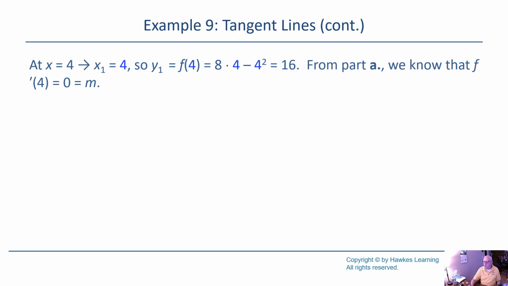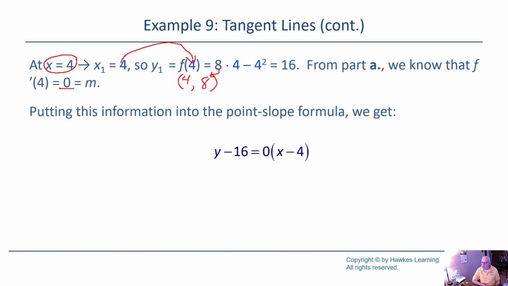Another one, x equals 4. We've got another point. We want the tangent line at that one. x equals 4. Put that into the function. And so our second point is 4, 8. Here's the 8. And from part A, we know that the slope there is 0. So we use the point-slope form again, and just put the numbers in. And we get y equals 16 is the equation of the tangent line at x equals 4. At x equals 4, that's the equation of the tangent line.